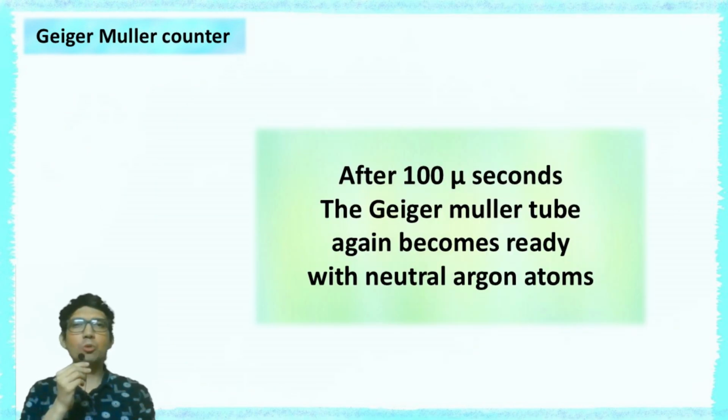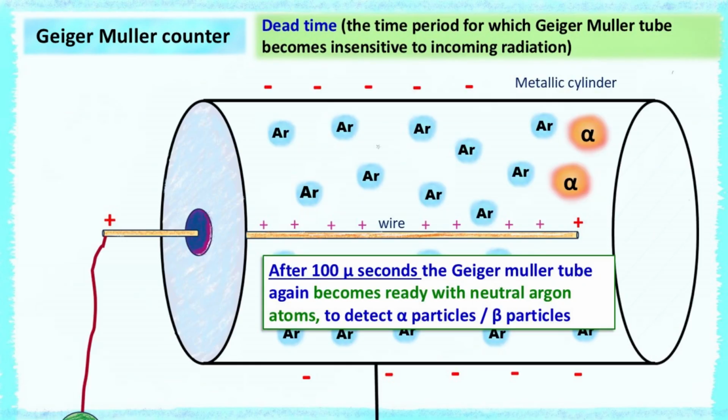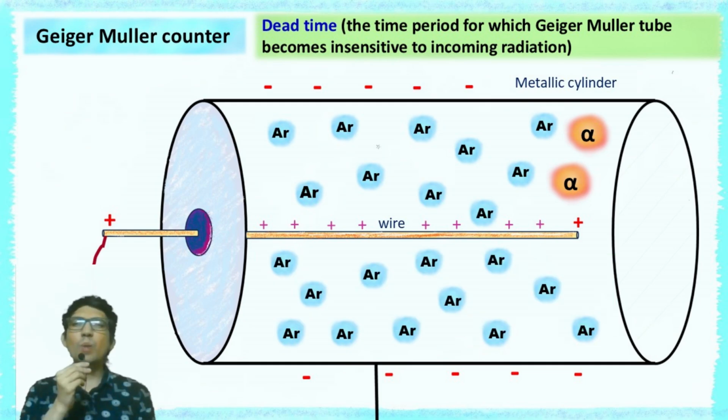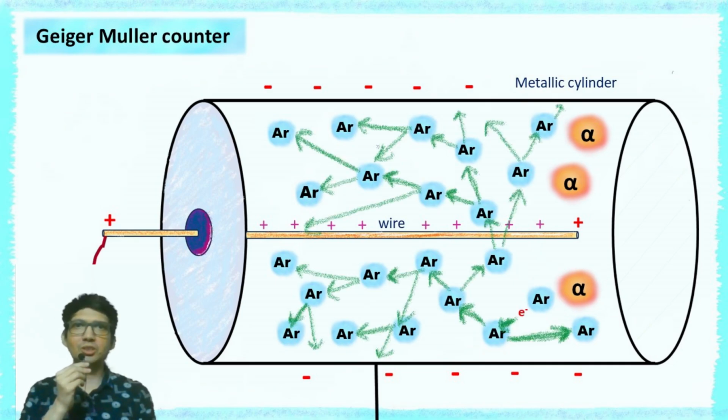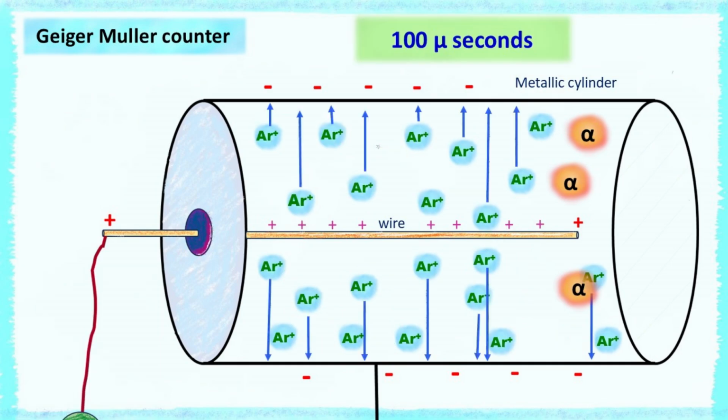Now, after about 100 microseconds, the Geiger Muller tube is again ready with neutral argon atoms. When another ionizing particle comes in, again there is a Townsend Avalanche effect, which causes production of ions and electrons.